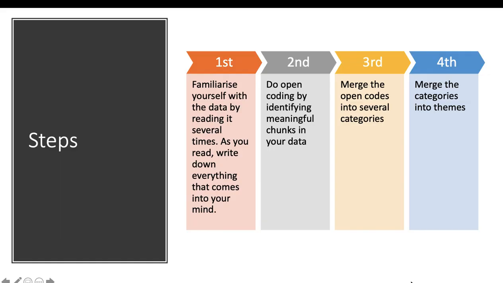All right, so basically these are the four important steps that you need to do when you do qualitative thematic analysis. Okay, the first one, you need to familiarize yourself with the data by reading it several times. If you have blog postings that you want to analyze, just read them several times. If you have interview transcripts, just read them several times until you become familiar with the content of your data.